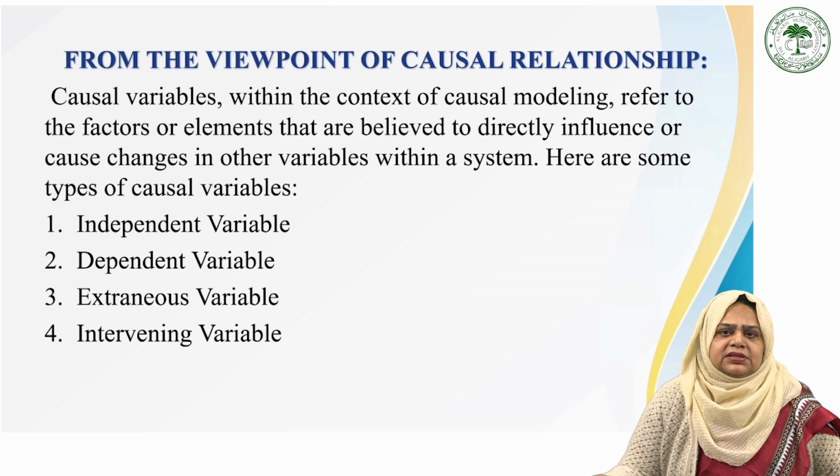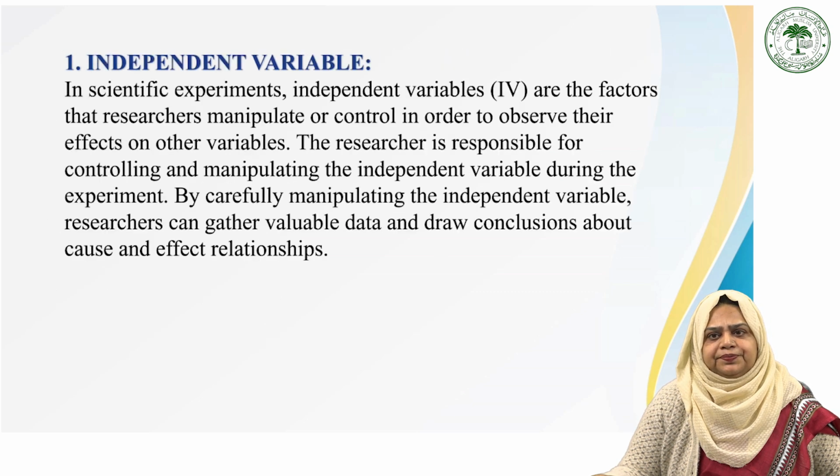First, we will discuss this viewpoint of causal relationship, because causal variables within the context of causal modeling refer to the factors or elements that are believed to directly influence or cause changes in other variables within a system. These variables play a crucial role in understanding cause and effect relationships and examining the dynamics of complex systems. Here are some types of causal variables, that is, independent, dependent, extraneous, and intervening variable. First, we will discuss the first category of causal variable, that is, independent variable.